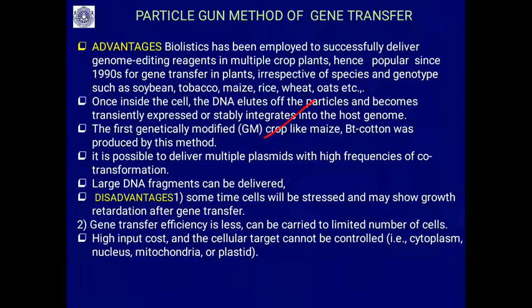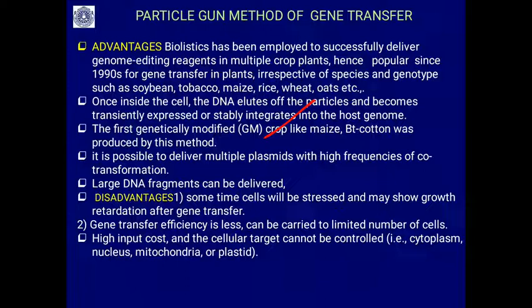So, this may bring transient gene transfer. Transient means that the gene will be living for a short while and expressing itself. Stable means it gets incorporated into the genome of the plant cell and it will be a permanent part of that particular plant cell or the plant. So, that is what you can see. So, the first genetically modified crops like maize, BT cotton, were all produced by this particle gun method.